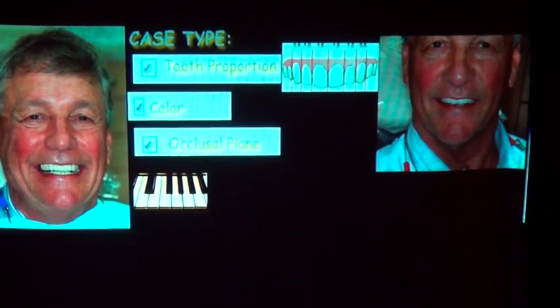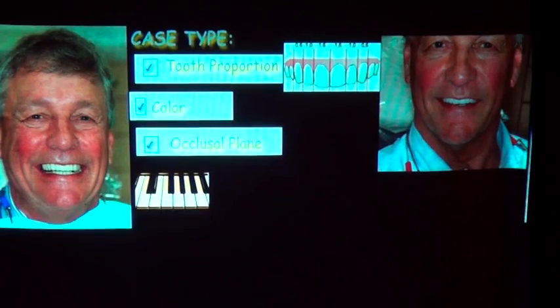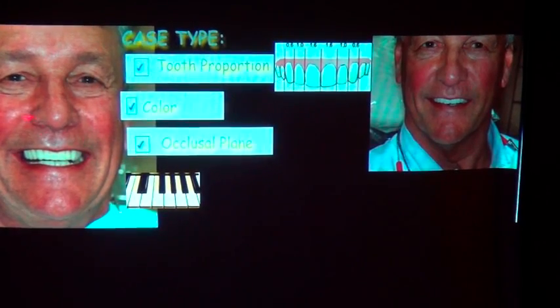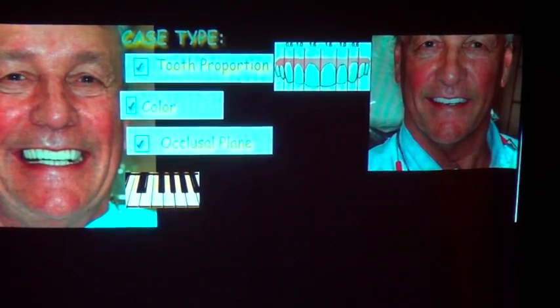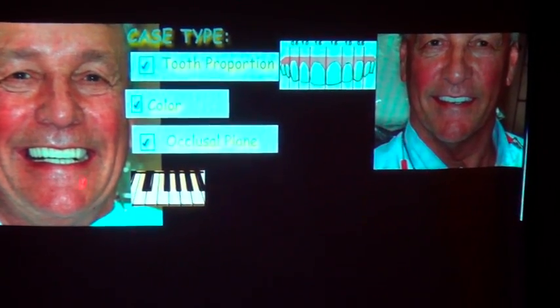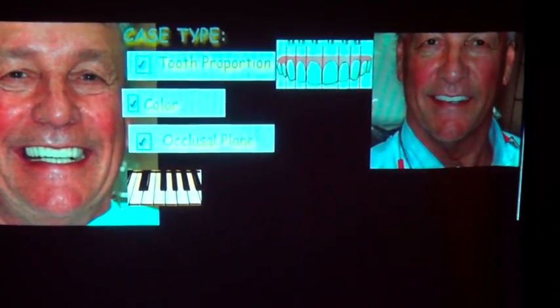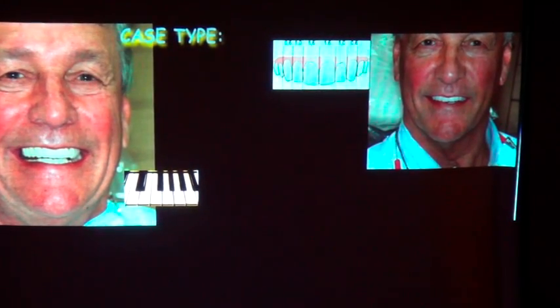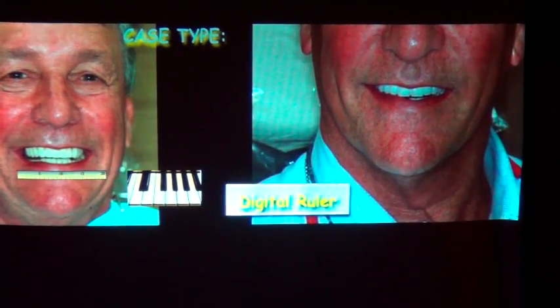But the basic idea, if someone comes in and they look like that, and he didn't even come in first because of aesthetics. He came in because the upper bridge kept falling out. But certainly when you get all done with him, these are all the case issues that you're concerned about, but you want to be able to give him proportioned teeth.